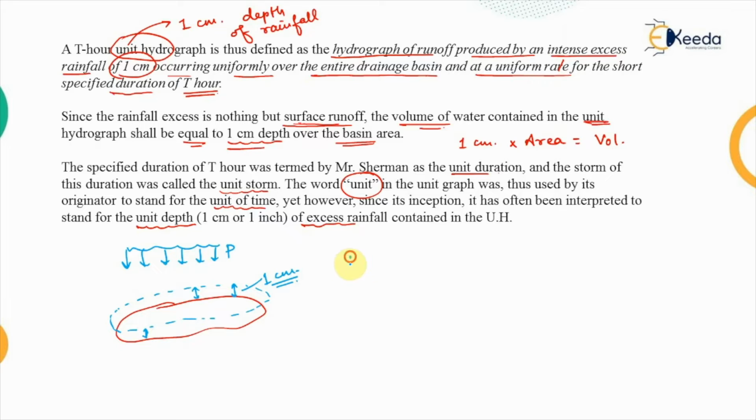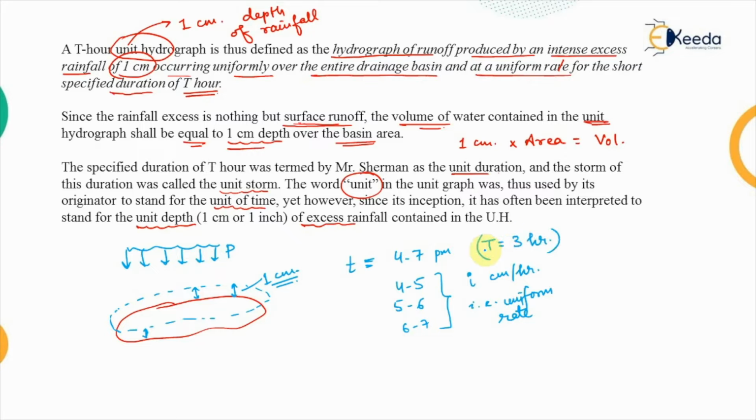Now let's say the time duration during which the rainfall is occurring is 4 to 7 p.m. In this there will be the 4 to 5 duration, then 5 to 6, then 6 to 7. So the assumption is that the rate of the rainfall is uniform, and that is given by I centimeter per hour, a uniform rate, and the capital T value here will be 3 hours.